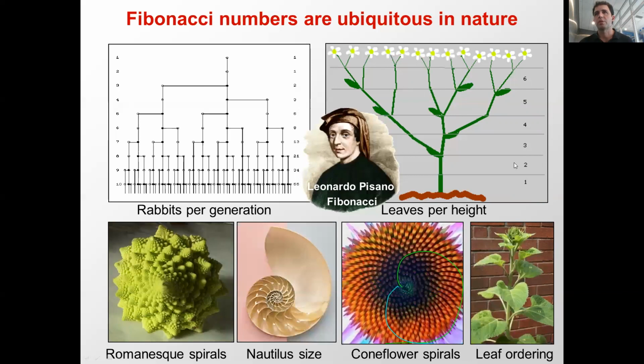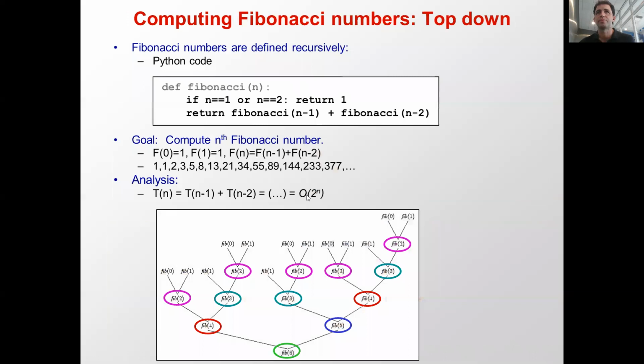Now, similarly, if you look at the number of leaves in many trees, you basically end up with a Fibonacci series. If you look at the spirals of a Romanesco or the Nautilus shell or coneflower spirals, you actually have two different Fibonacci series here, the ordering of the leaves. So Leonardo Pisano Fibonacci was obviously born in Pisa in 1170, and he came up with this series and these examples. So you can code this up in Python very easily.